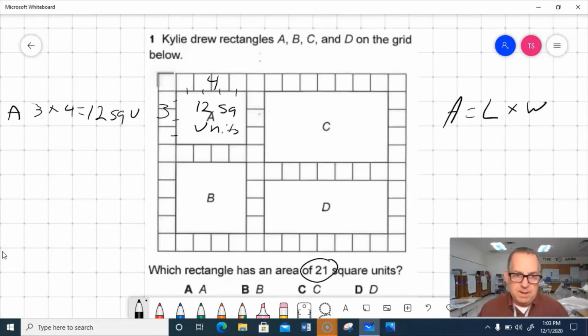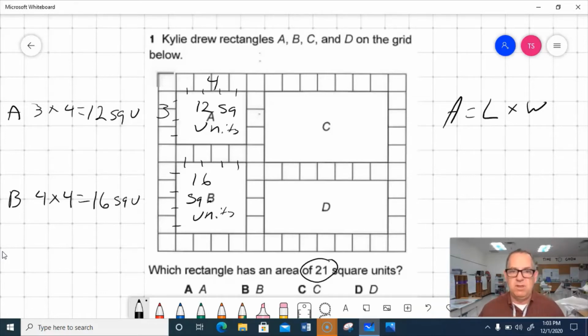Let's look at rectangle B. It looks like a square because it has the same length and width, but we'll double check to make sure. The length is 4, and I have a width of 4. So the math problem to solve the area of rectangle B would be 4 times 4. On 4s, I just double it twice. If I double 4, that's 8, and if I double 8, that's 16. So rectangle B is 16 square units.